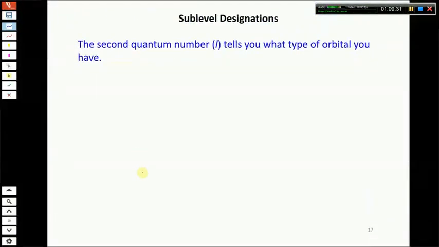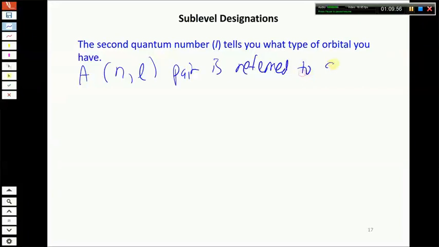Alright, so let's continue on then with some other definitions and considerations about quantum numbers. So if we have now 3 quantum numbers that designate an orbital. If you go to the second quantum number L, this tells you what type of orbital you have, and a pair of the first 2 quantum numbers, n and L together, is referred to as a subshell. Or a sublevel sometimes.